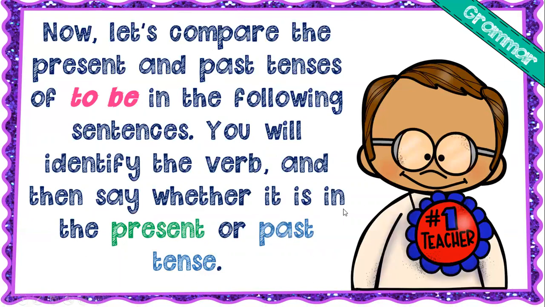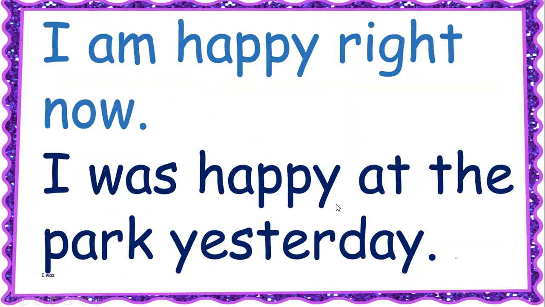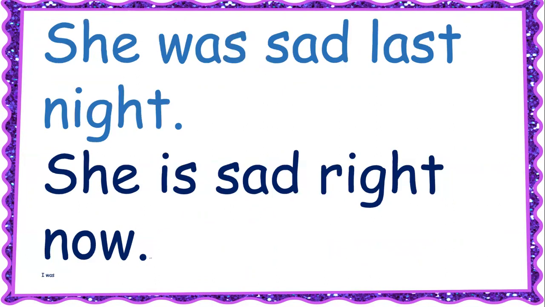Now let's compare the present and past tenses to be in the following sentences. You will identify the verb and then say whether it is a present or past tense. I am happy right now. Is that present or past? It's present, right? It's happening right now. I was happy at the park yesterday. That would be one of your past tense verbs. So remember, was and were are your past tense.